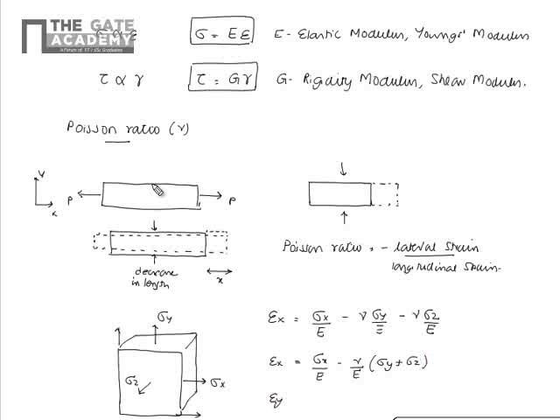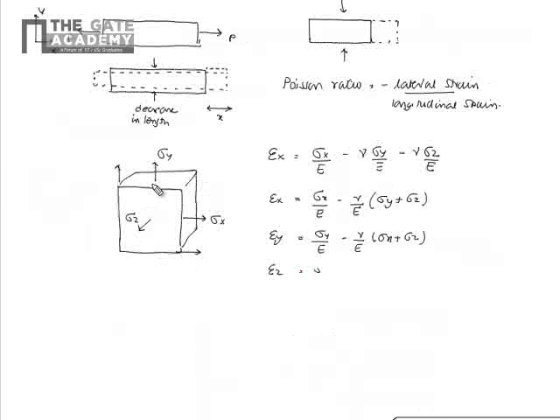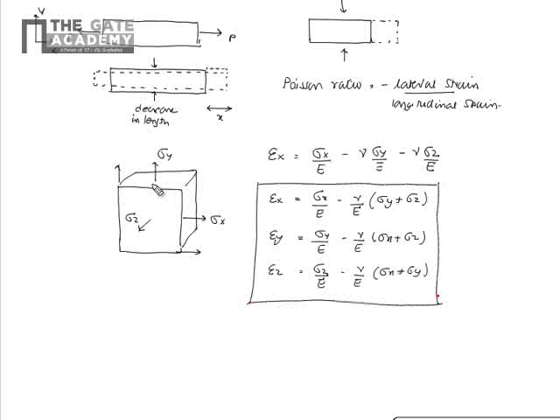Similarly, in the y direction the strain will be sigma y by E minus nu by E into sigma x plus sigma z. Similarly, in the z direction this is given by sigma z by E minus nu by E into sigma x plus sigma y. This relation, which connects the strain and stress in 3 dimensions, is called the generalized Hooke's law.